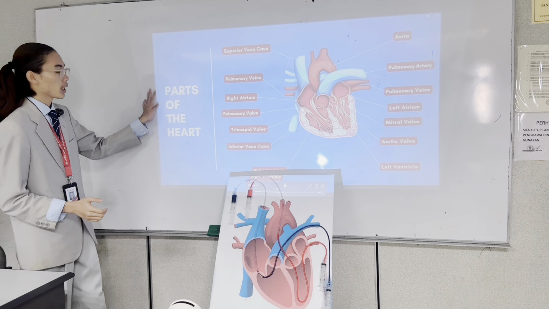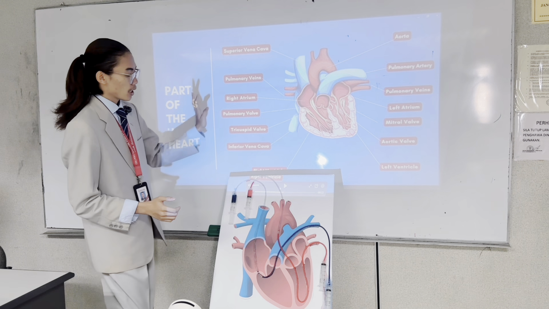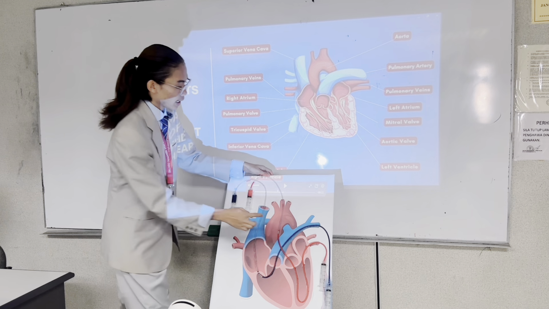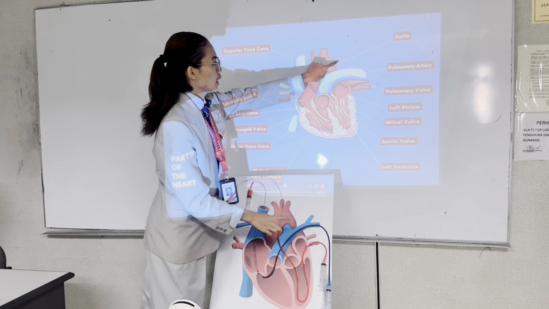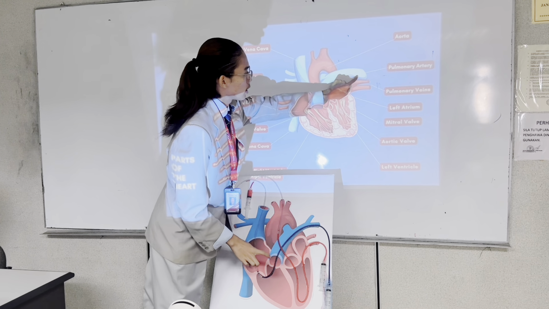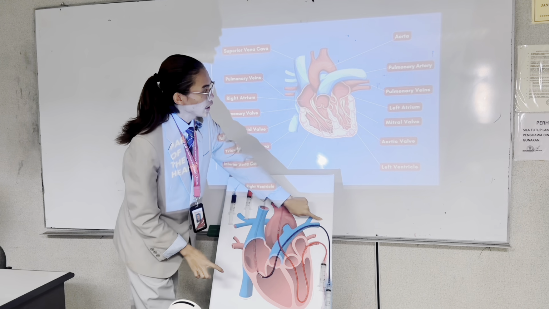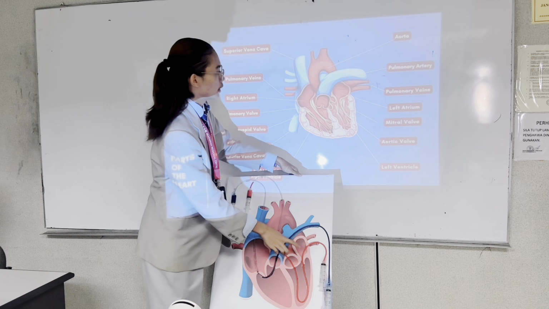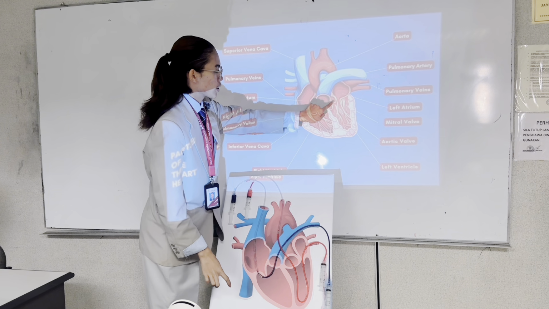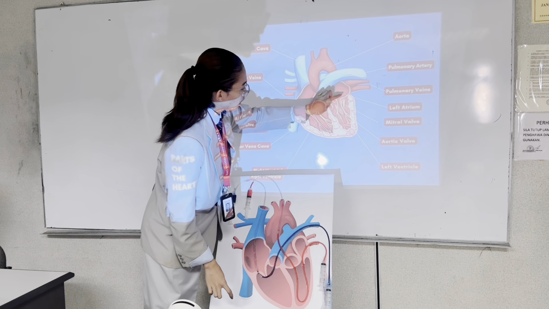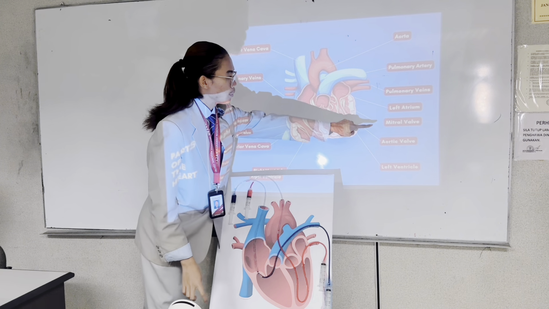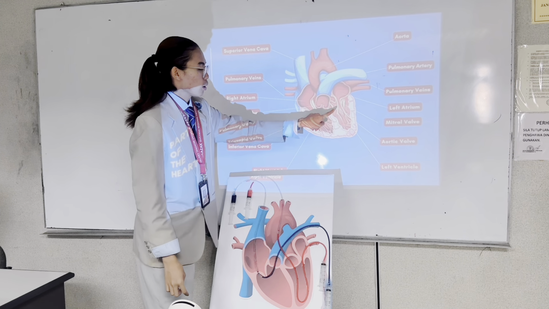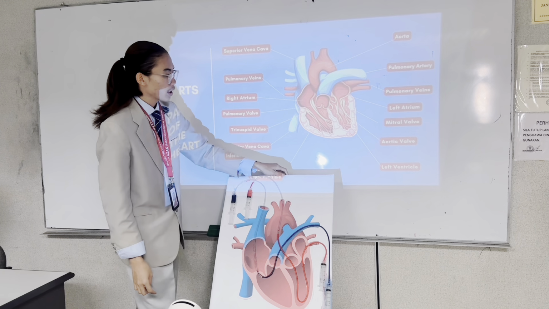So here are the parts of the heart, from our teaching aid of the structure of the heart. Here is the aorta, which is in here. Here is the pulmonary artery, which is in here. So the pulmonary veins, which is in here. And then this side is the left atrium. Below the left atrium is the mitral valve, which is in here. And then the aortic valve, which is below the mitral valve.